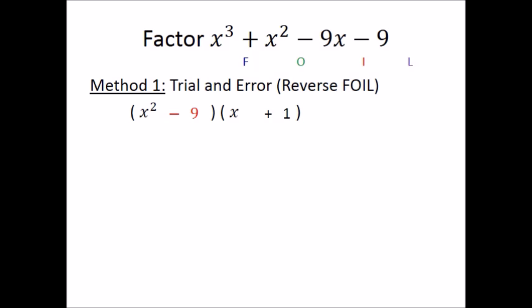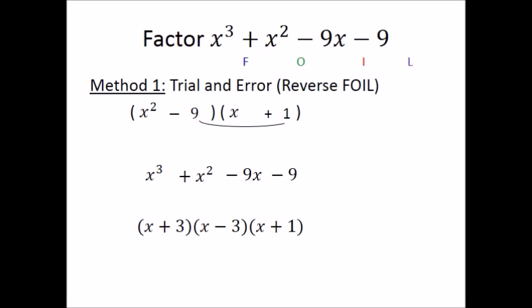If I multiply these factors back together, I get x cubed plus x squared minus 9x minus 9. Then as a last step, x squared minus 9 is a difference of squares that factors further, as x plus 3 times x minus 3.